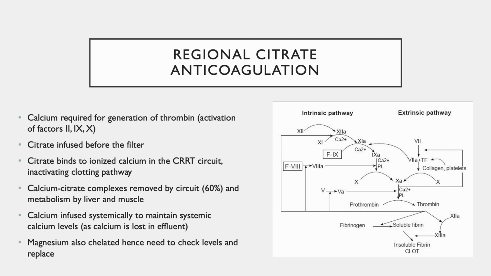So what happens with these calcium citrate complexes? They are removed both by the circuit as well as by the body itself, mainly by the liver and partially by the muscles. So other important electrolytes like magnesium also can get chelated away, hence it's important to check them regularly.